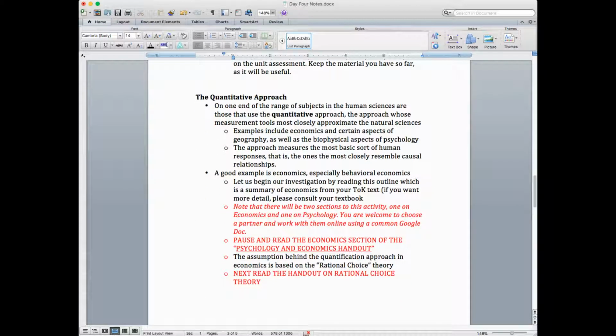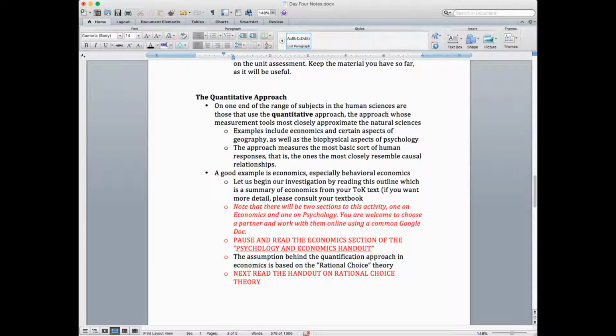We're going to start with the quantitative approach. On one end of the range of subjects in the human sciences are those that use the quantitative approach, the approach whose measurement tools most closely approximate the natural sciences. Examples include economics, certain aspects of geography, as well as the biophysical aspects of psychology. The approach measures the most basic sort of human responses. That is, the ones that most closely resemble causal relationships. The quantitative approach works on the most basic things that we can quantify and measure. A good example is economics, especially behavioral economics.